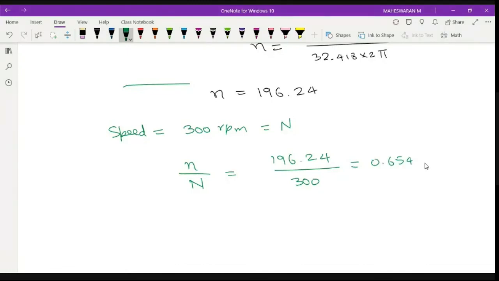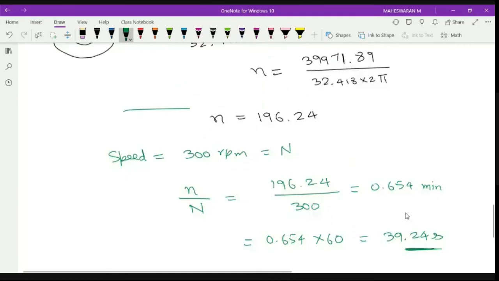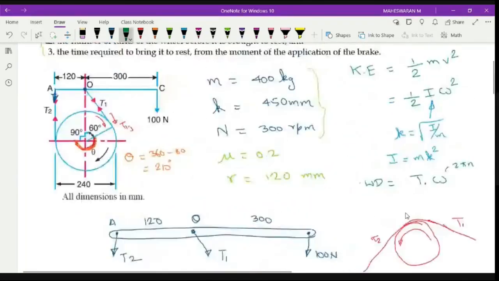Unit? Revolution per minute, so the minute is in the denominator and it comes up. It is in minutes. So which means 0.654 into 60 to convert it to seconds. So multiply with 60. The time required is 39.24 seconds. That is the third part. Any doubt in this?